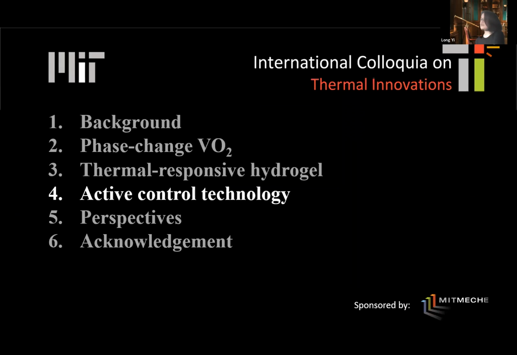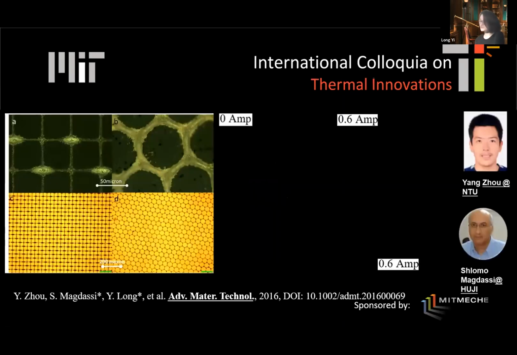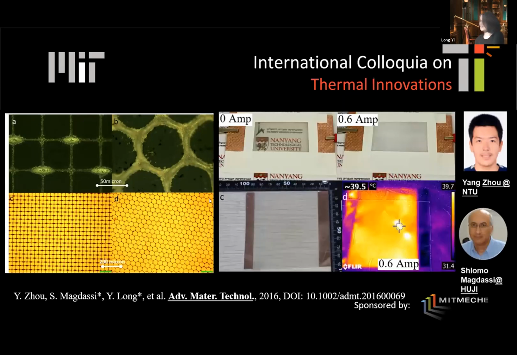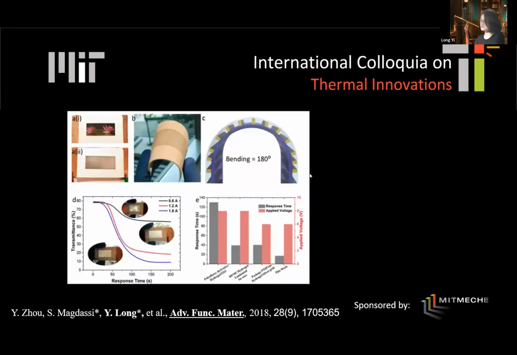Okay, so as I said, since the hydrogel and the vanadium oxide both have their issues, we propose this active control technology. This is the first one. We combine it with a transparent electrode and use Joule heating to give thermochromic behavior. So it's a dual response. You can say I give it a little bit of input, and you can see it becomes opaque. This is a little bit like electrochromic. This is our first work.